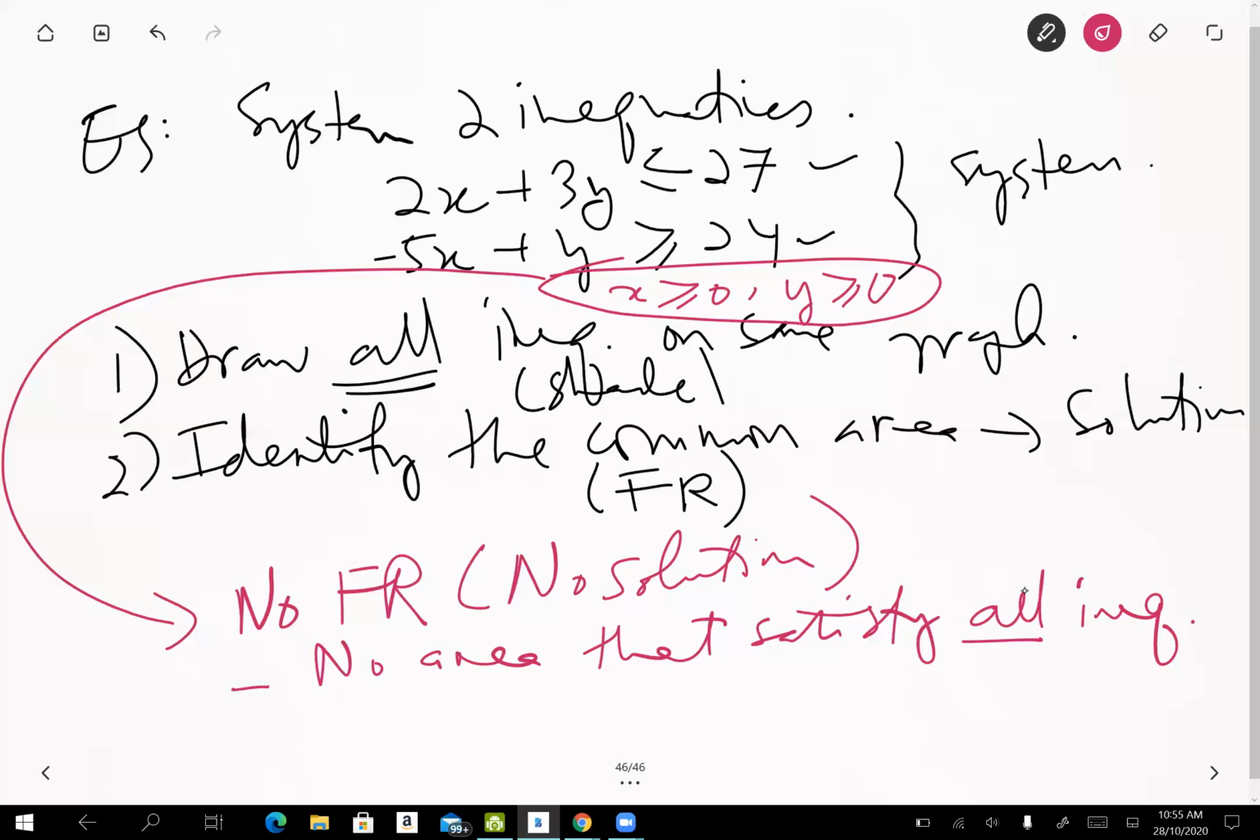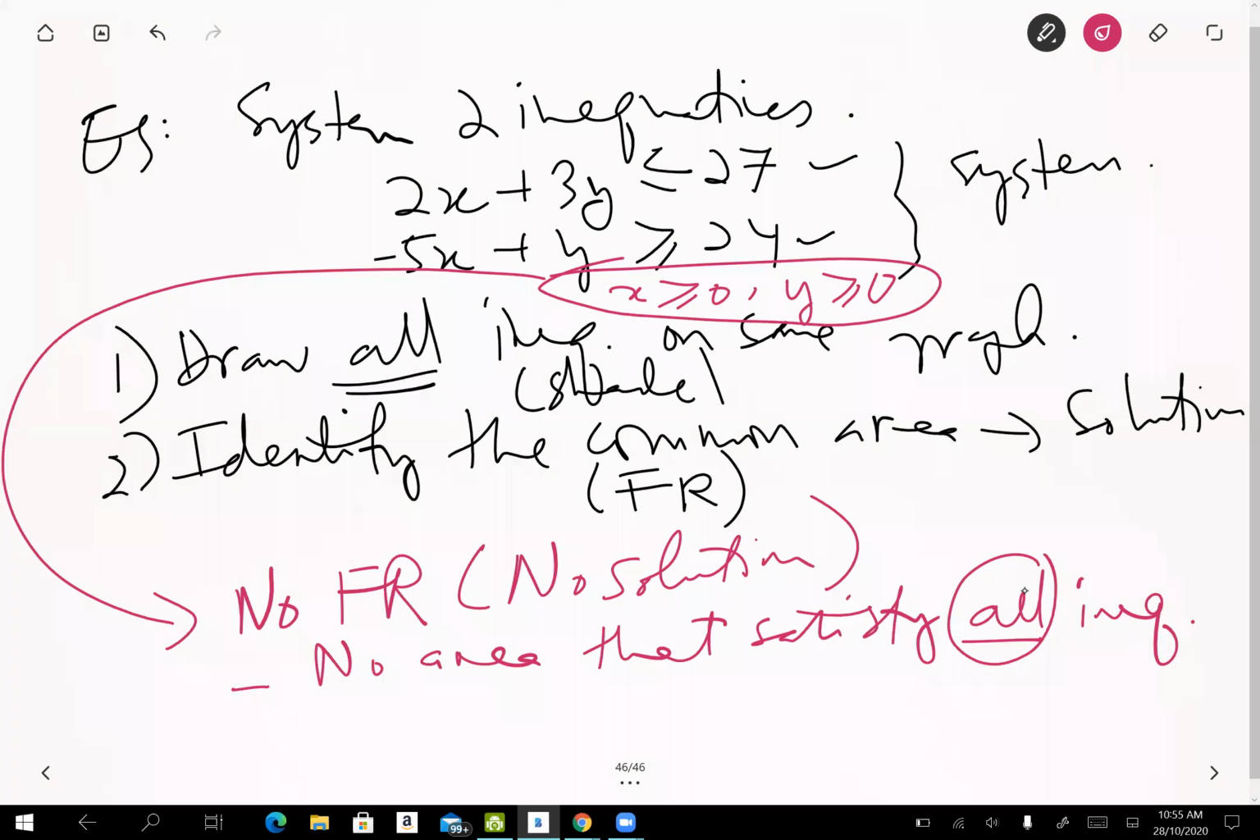y bigger or equal to 0. But it does not satisfy x bigger or equal to 0. So therefore, it is not a solution, because our solution must satisfy all. So that's why it's important that we correctly identify the region, the area for each inequality, so that we can locate the feasible region correctly.